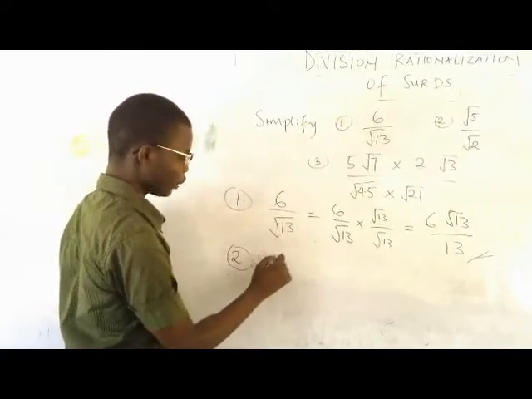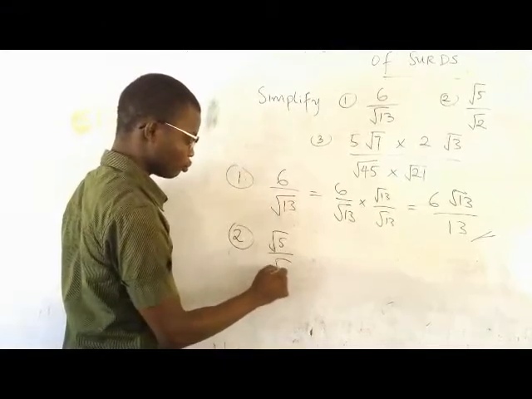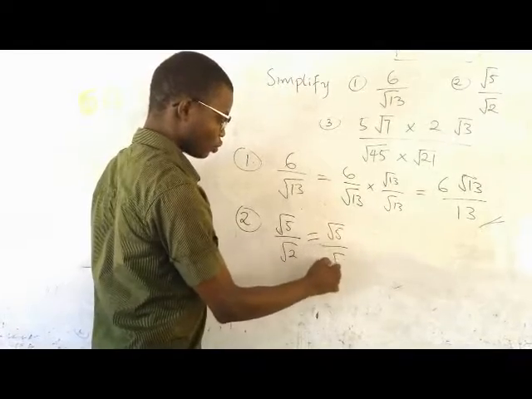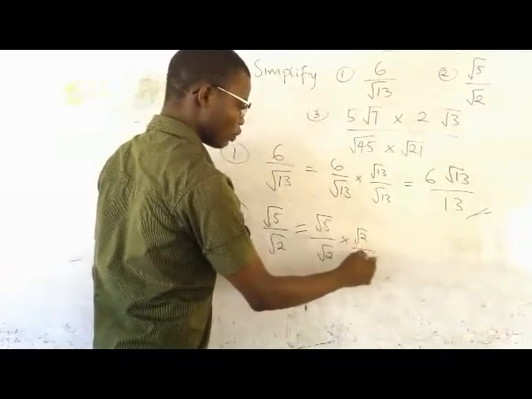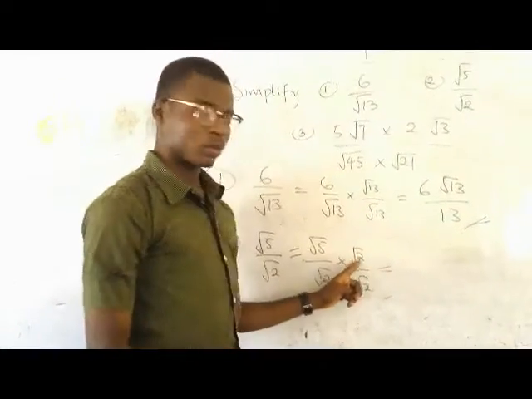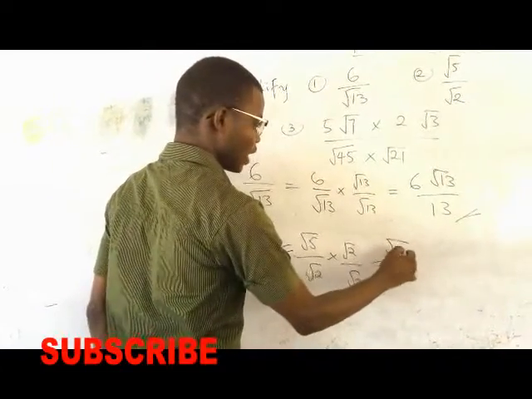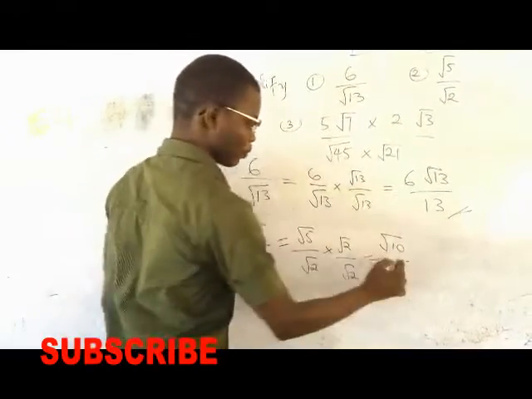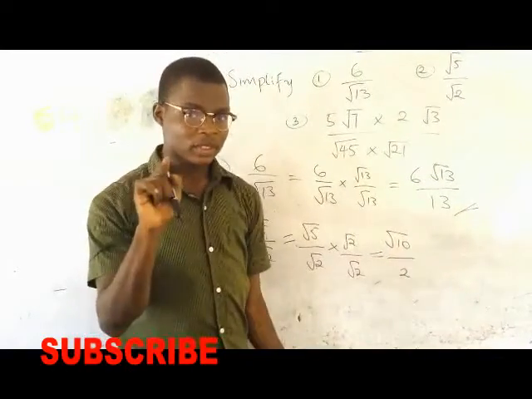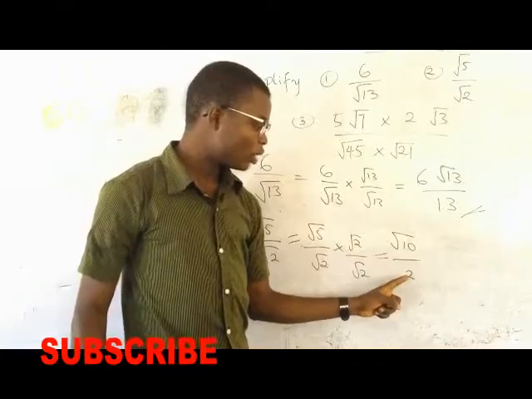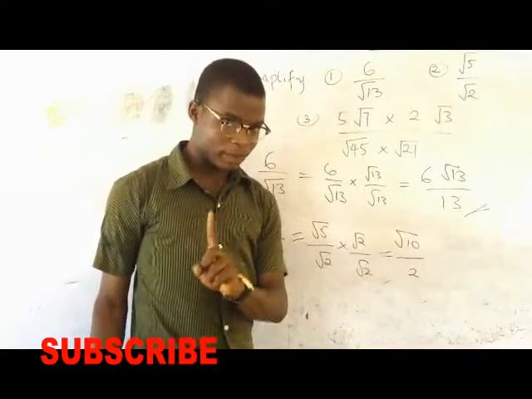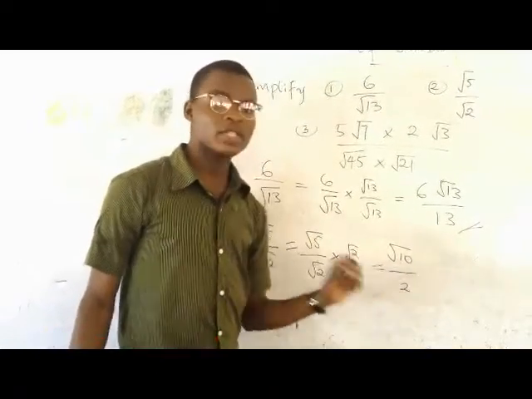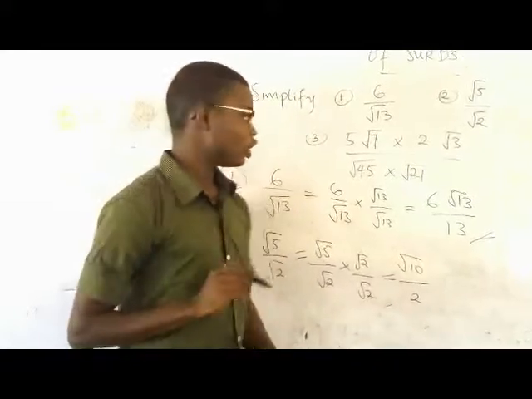Number 2, you have root 5 over root 2. Just the same thing as number 1. Equals root 5 over root 2 times root 2 over root 2. Now, root 5 times root 2, by now you know it's root 10, over root 2 times root 2 is what? Don't forget root 2 times root 2 will be 2. Now, this is the answer. Please, don't make the mistake of using this 2 to divide this 10. It's not possible. Why? Because root 10 is under a root, it's a surd, and 2 is a whole number, so they cannot divide each other.